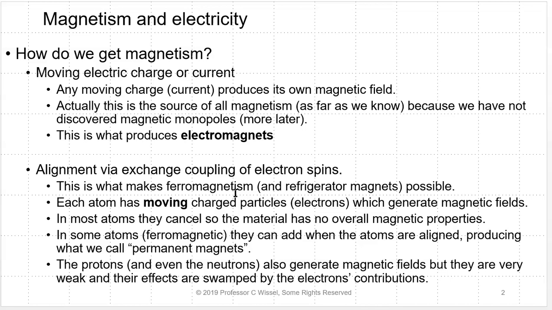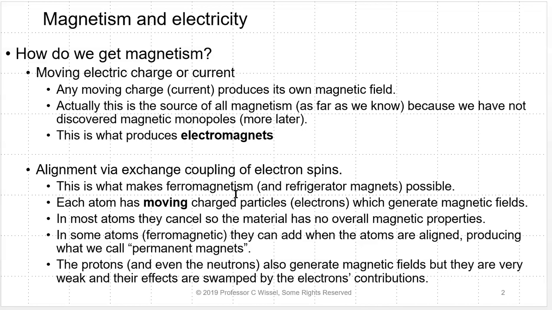Magnetism and electricity. How do we get magnetism? Well, actually, magnetism comes from moving electric charge or current. Any moving charge or current produces its own magnetic field. Actually, this is the source of all magnetism so far as we know, because we have not yet discovered magnetic monopoles, and we'll talk more about that later. This is what produces electromagnets. You know those things in the junkyard that pick up the cars? That's an electromagnet.